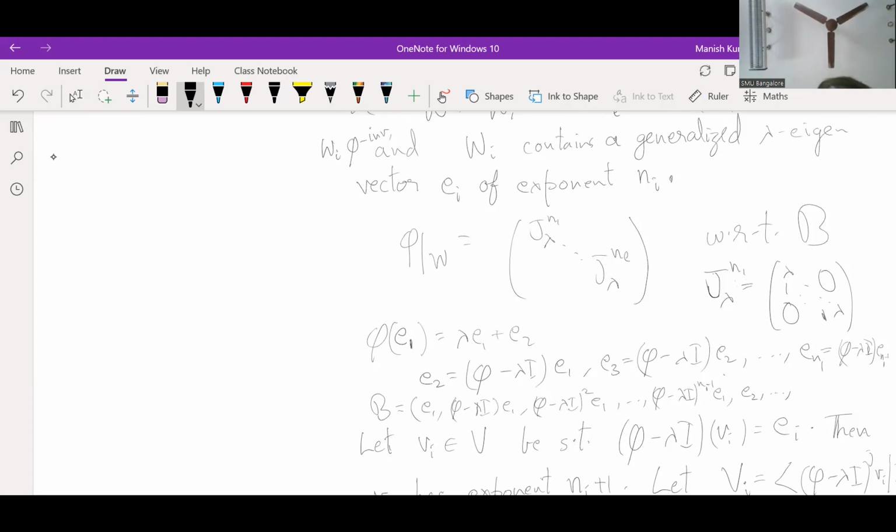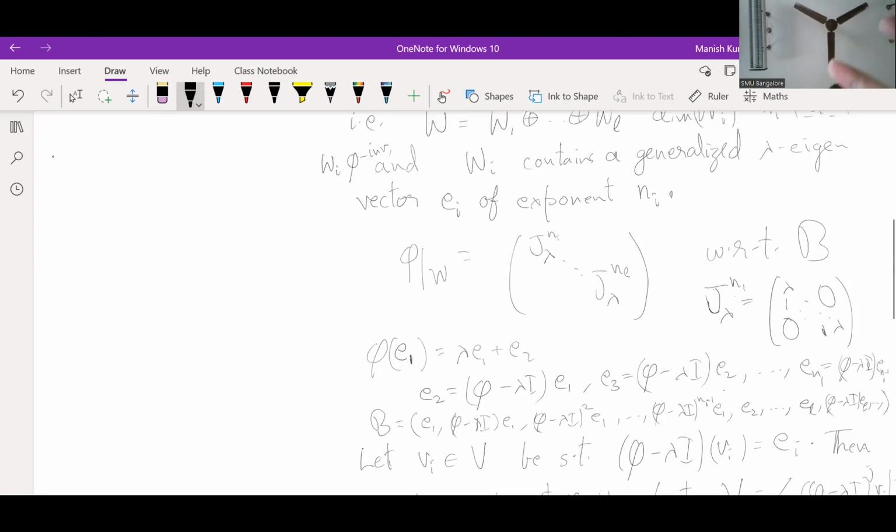So you'll get some terms up to n2 elements, and then you'll have to go to El, and then again phi minus lambda I, El, and so on till the last element. I'll not write the last element, but you know what it is: phi minus lambda I to the nl minus 1, El. So this is your basis essentially, right? So this is my definition of EI.